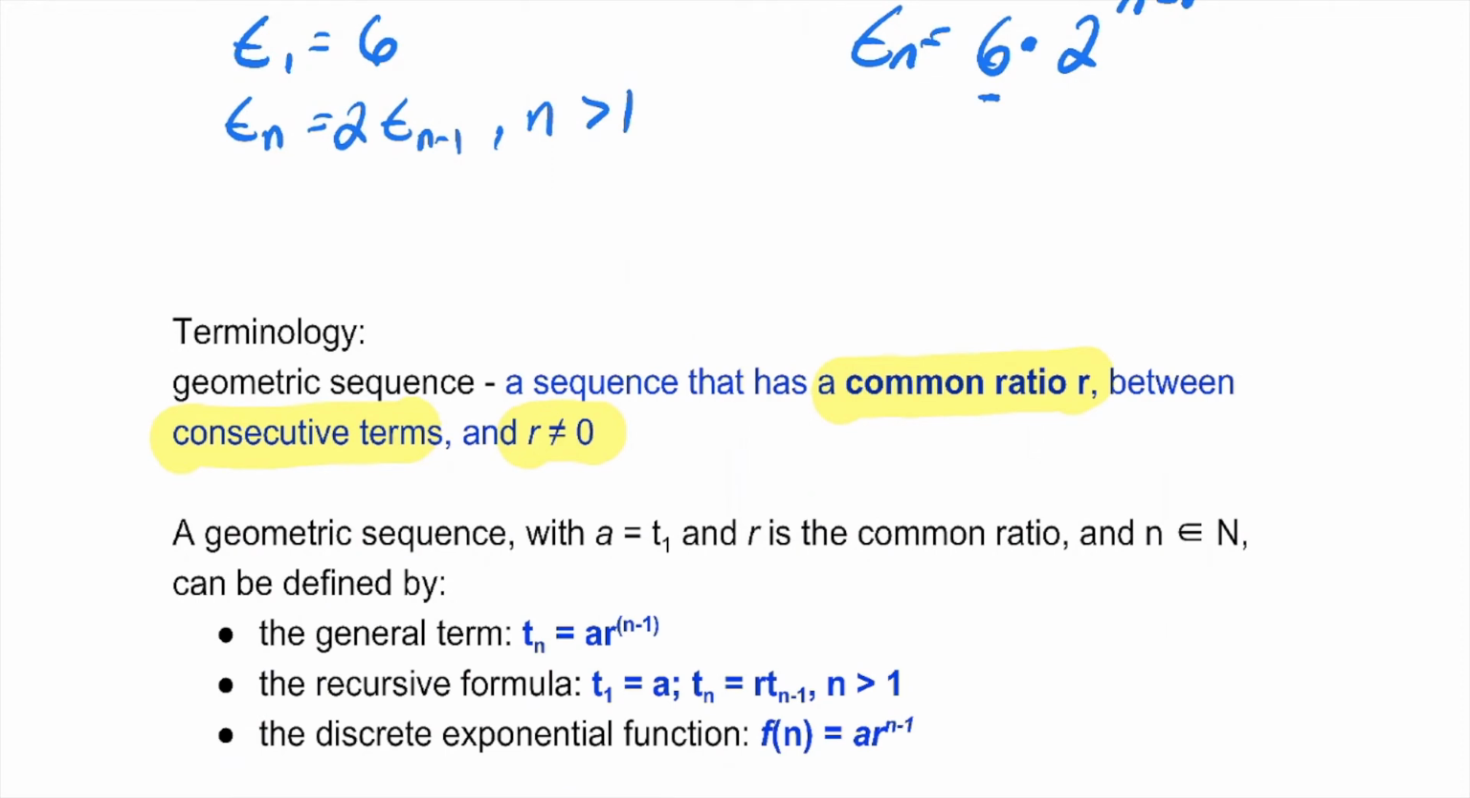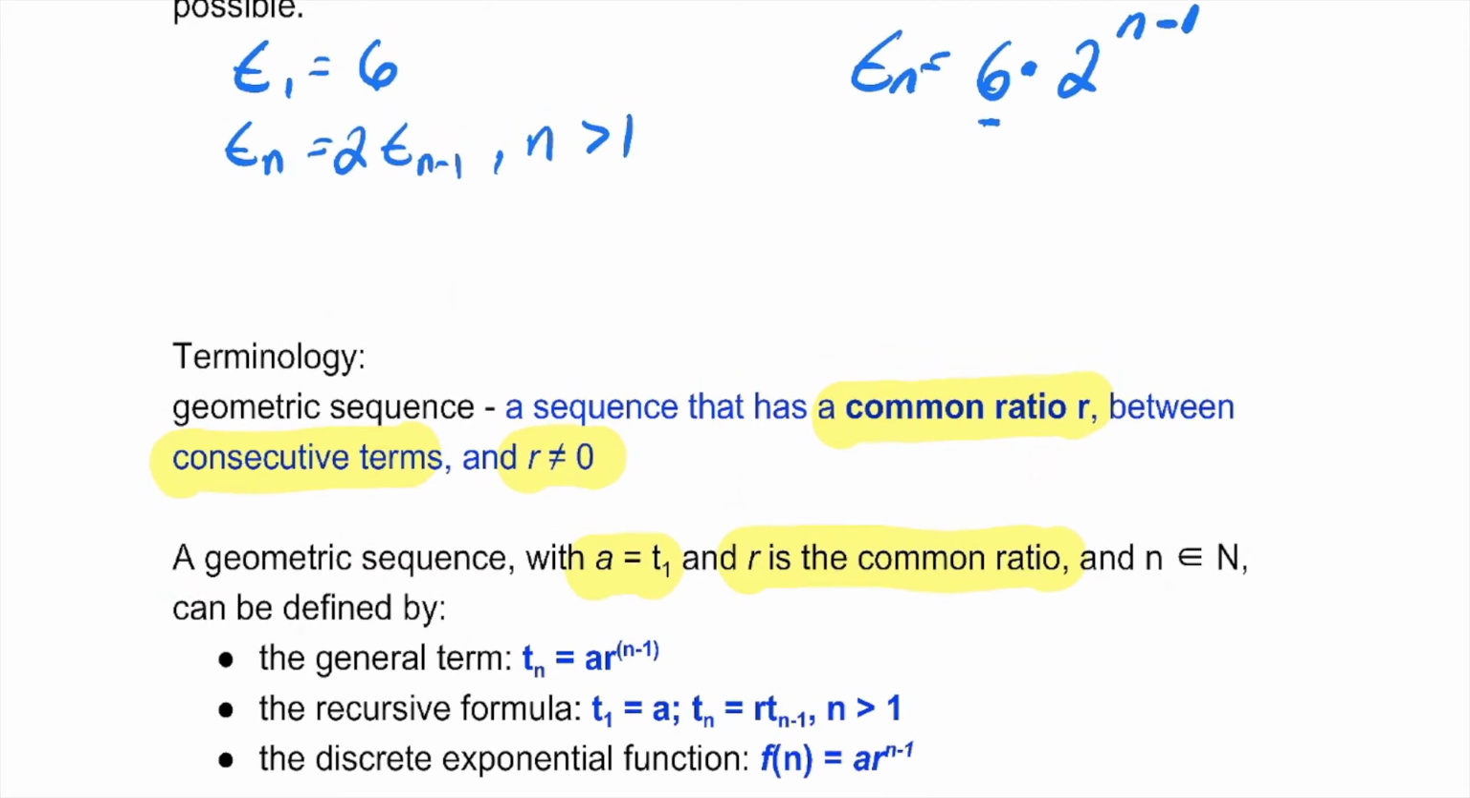So here, if we're given a geometric sequence, and we know that the first term is a, and r is that common ratio, and n is an element of the natural numbers, a geometric sequence can be defined in several ways. First, we have the general term. So we sort of explored that in the example up above, where t of n is going to be the first term multiplied by r to the power of n minus 1. So we have to offset it by 1, so to speak.